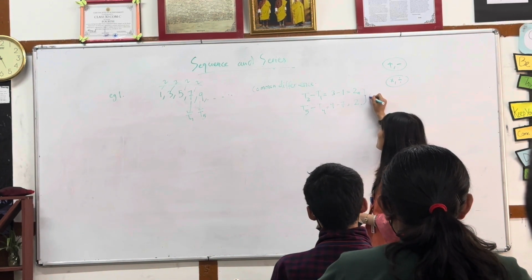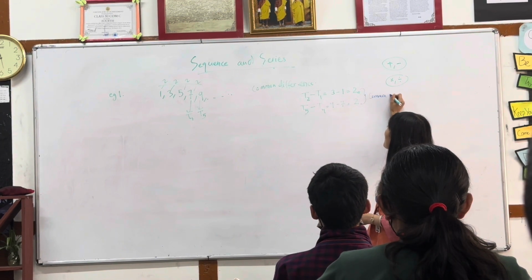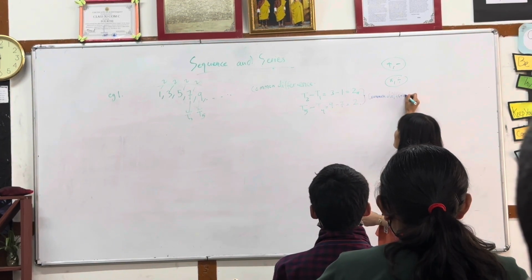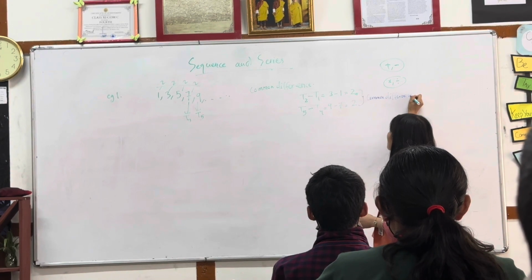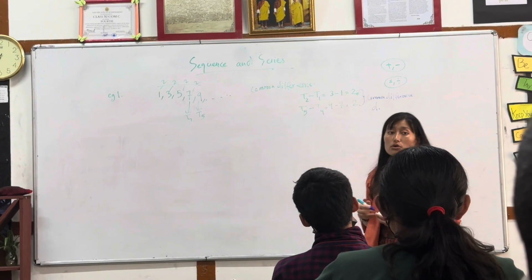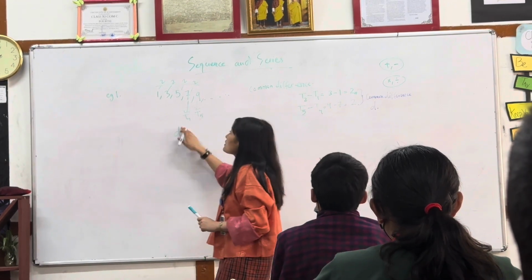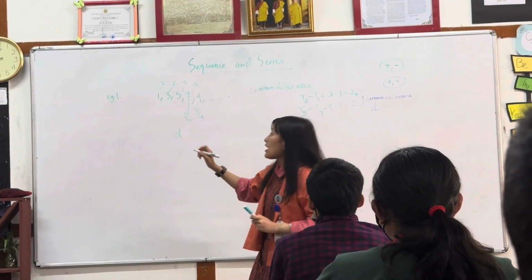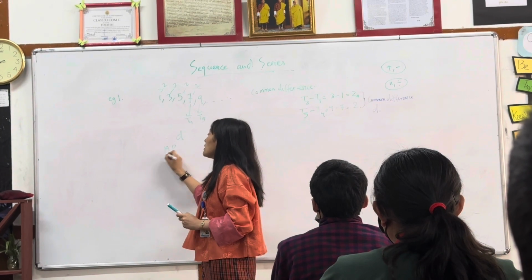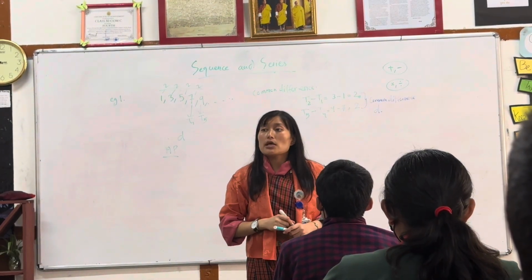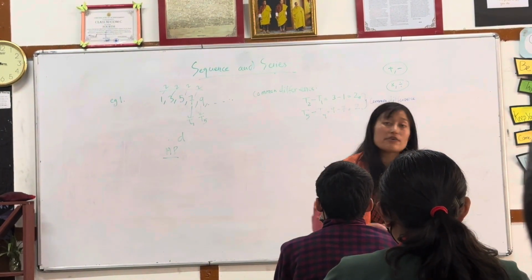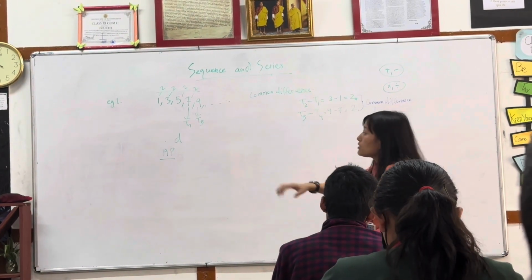So this is the common difference, and in short we write it as D, for difference. So that's the rule here, D. And this is specifically known as arithmetic progression, and in short we call it AP. Correct? Now this is the definition, the overall view of arithmetic progression.